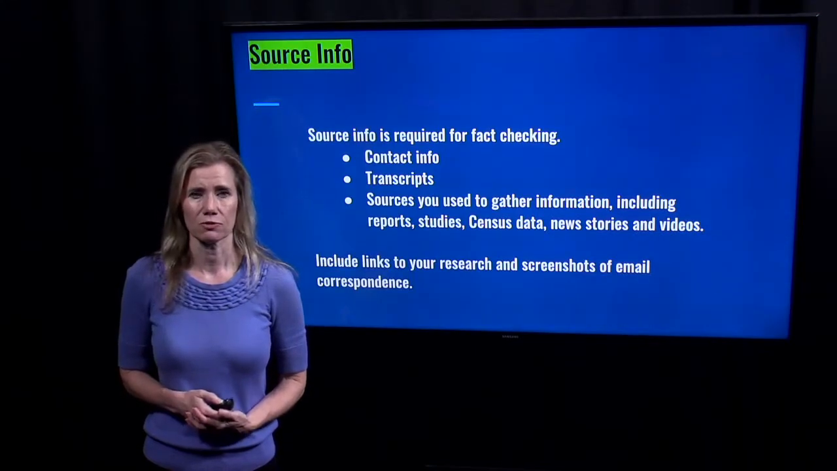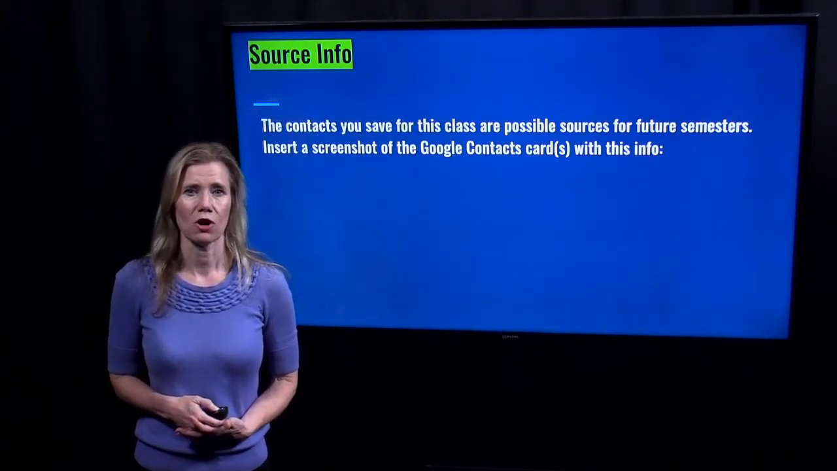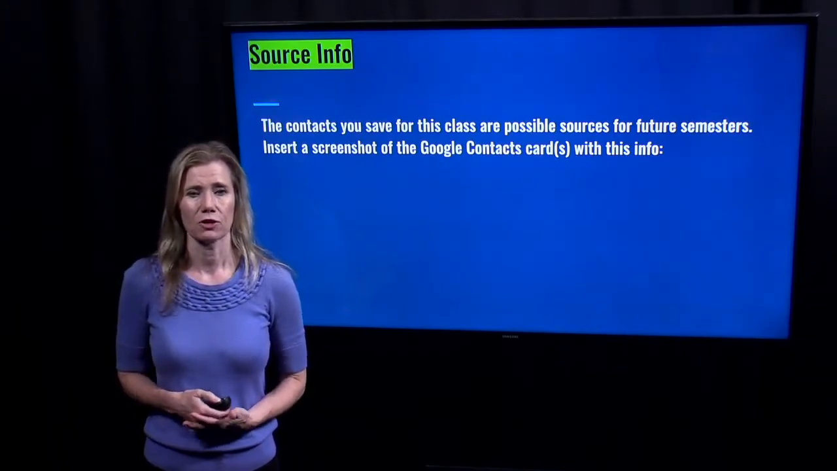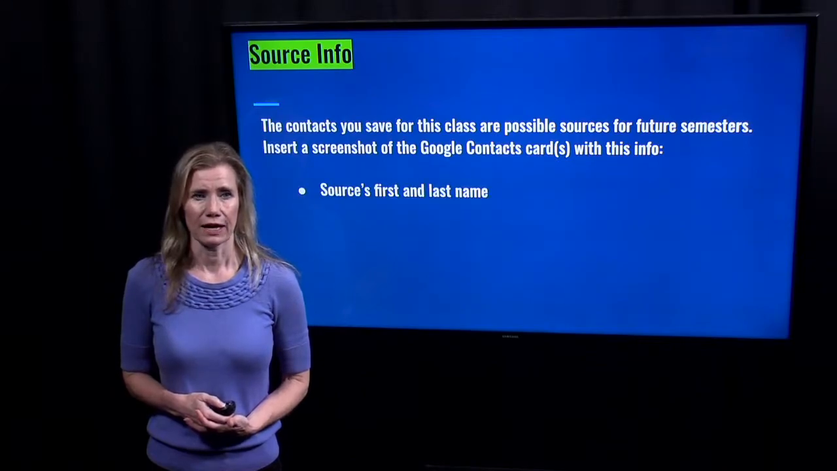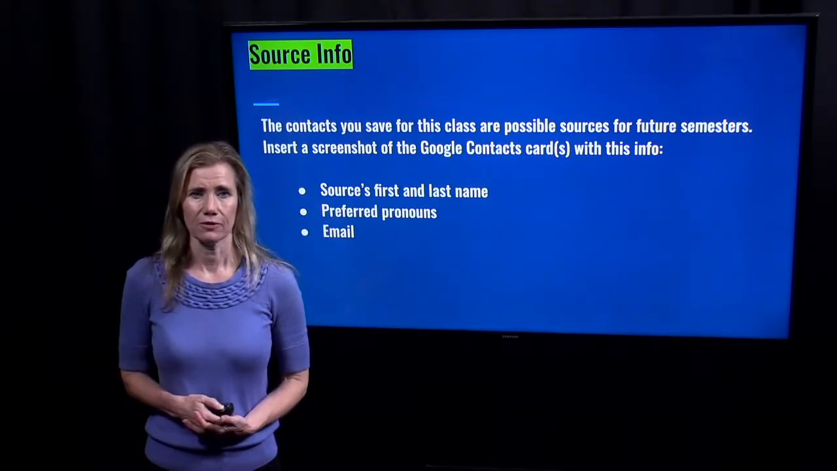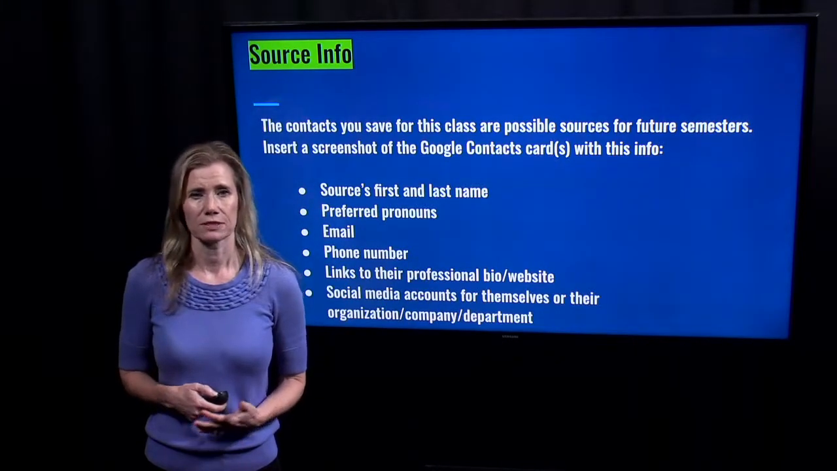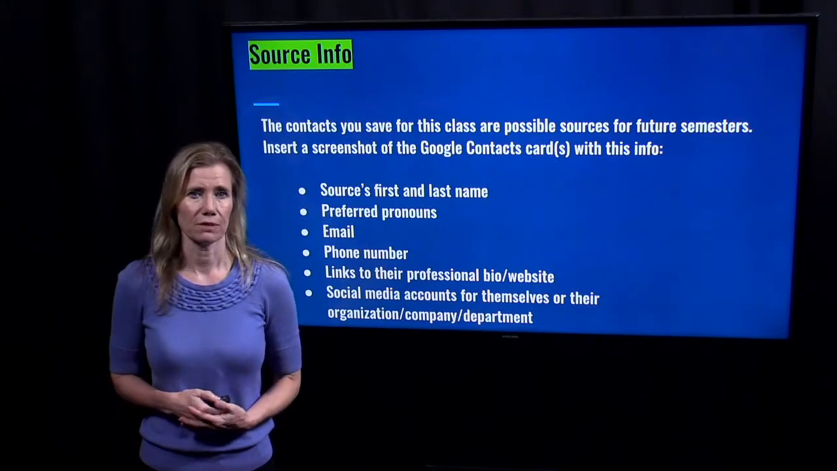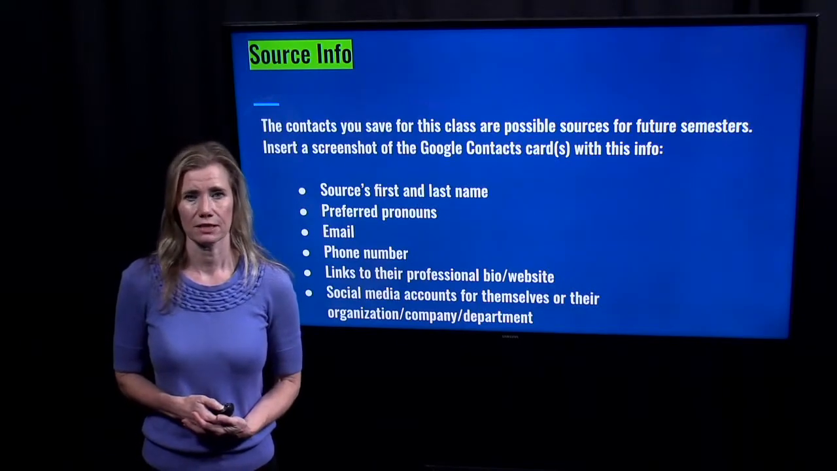You do need to include links to your research and screenshots of email correspondence. The contacts you save are possible sources for the future, whether it's other classes or internships and jobs. So use Google Contacts so that you can find these in the future. You're going to provide your source's first and last name, preferred pronouns, which you should always ask for, email, phone number, links to their professional bio and our website, social media accounts for themselves as well as their organization, company, department. If you have some missing info like email or phone number, you can find that generally, if they're UGA related, by searching the contact section of the Outlook email system.